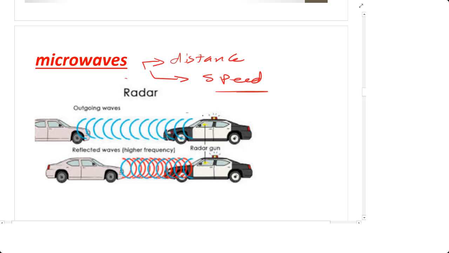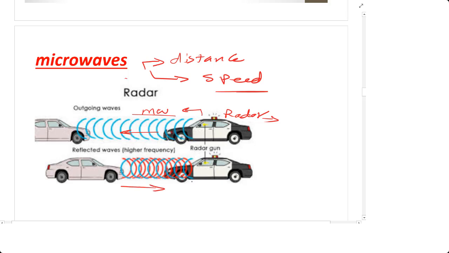Radar gun. Okay, here is the radar, as you can see here in this police car. So the radar sends signals, and these are microwave signals, and we use these signals. We send these signals towards the object. So when the signals hit the object, they come back again.